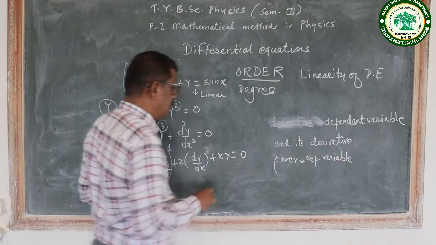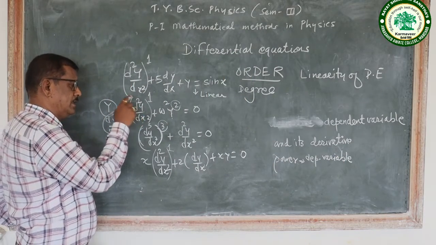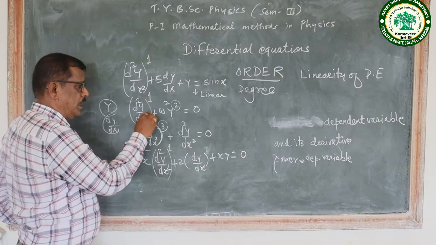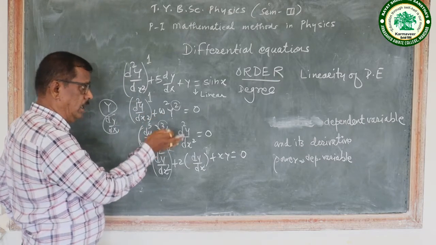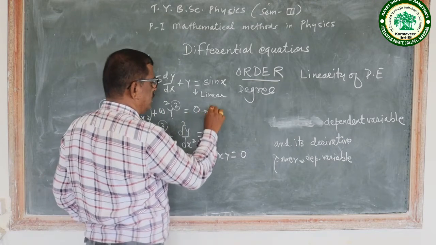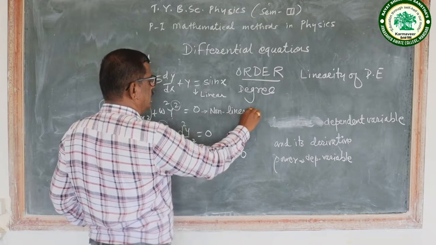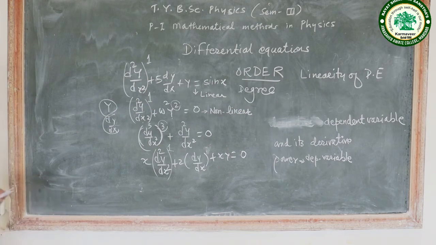If there is a power on the dependent variable, here y is the dependent variable, and it is in power, that is y square or y raised to 3, then this differential equation is called a non-linear differential equation.